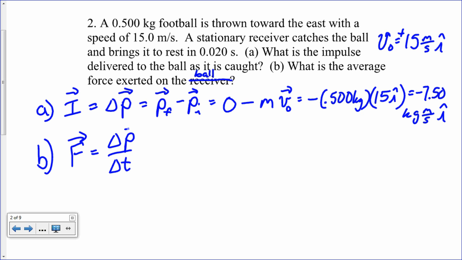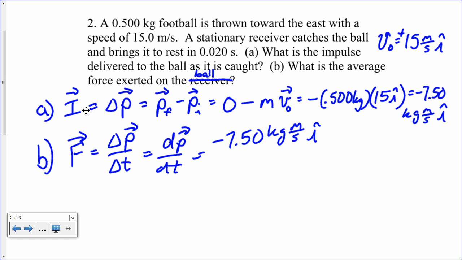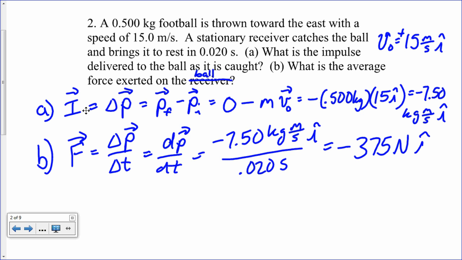All right, so that force and the momentum are vector quantities. You could also write this as dP dt. I'm going to talk in calculus terms. But I've already found my delta P, and it's negative 7.50 kilogram meters per second in the i direction, divided by my change in time, which is 0.020 seconds. And so my average force is negative 375 newtons, and that's in the negative i direction, or to the west. That force is exerted to the west.